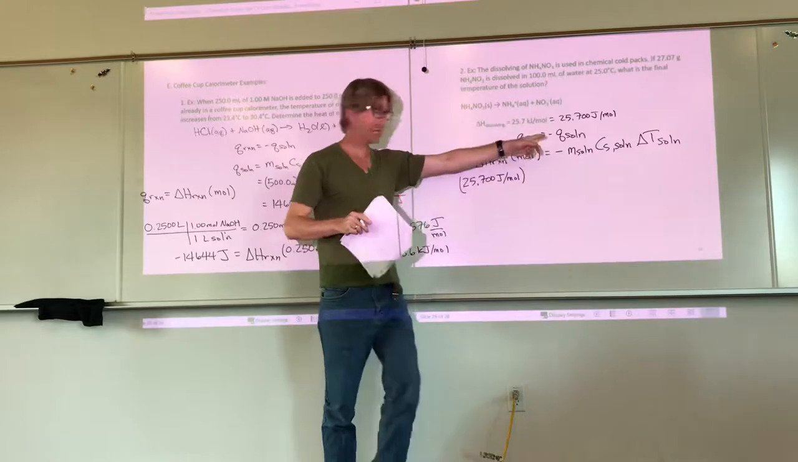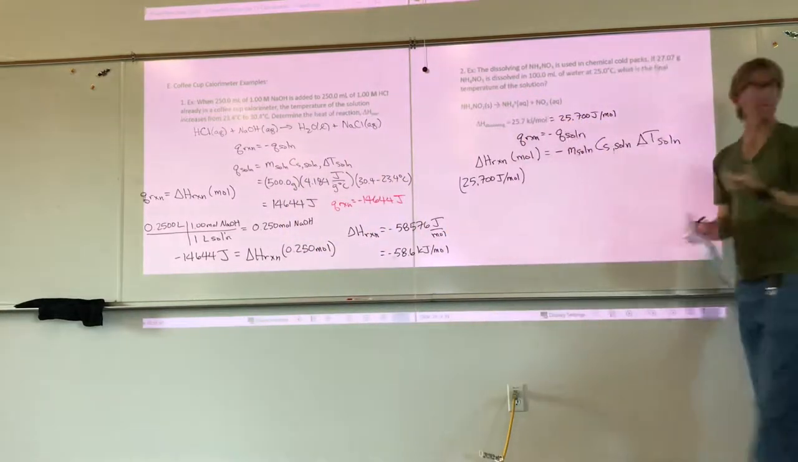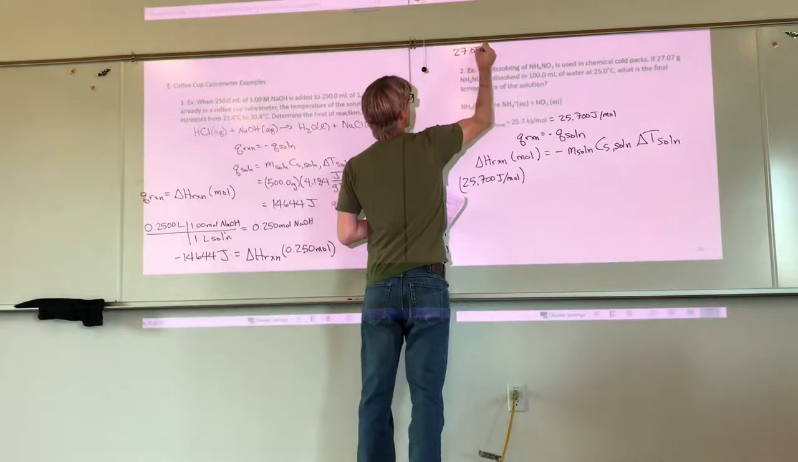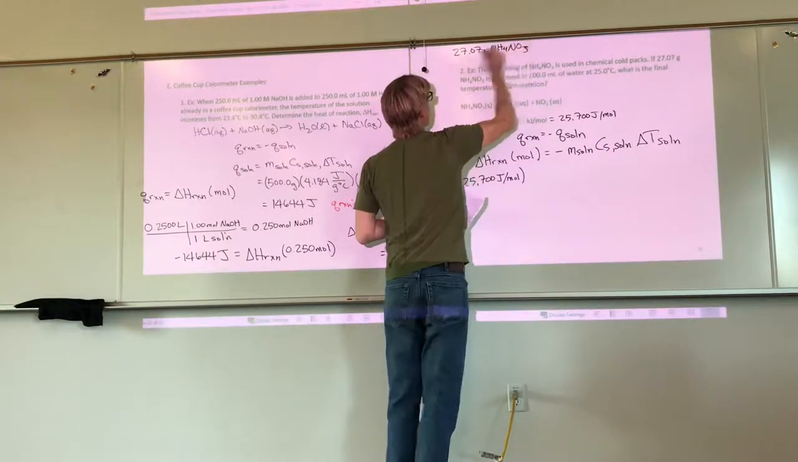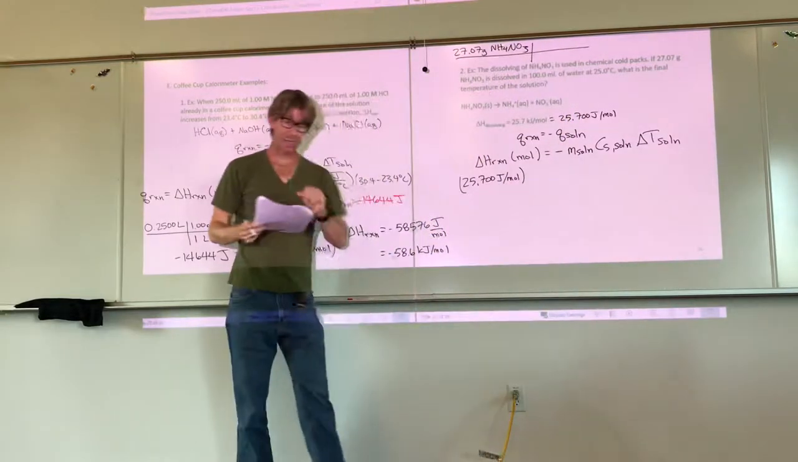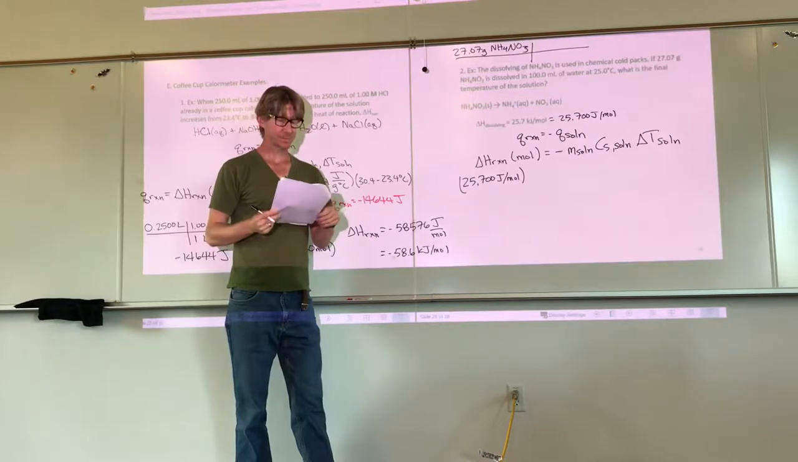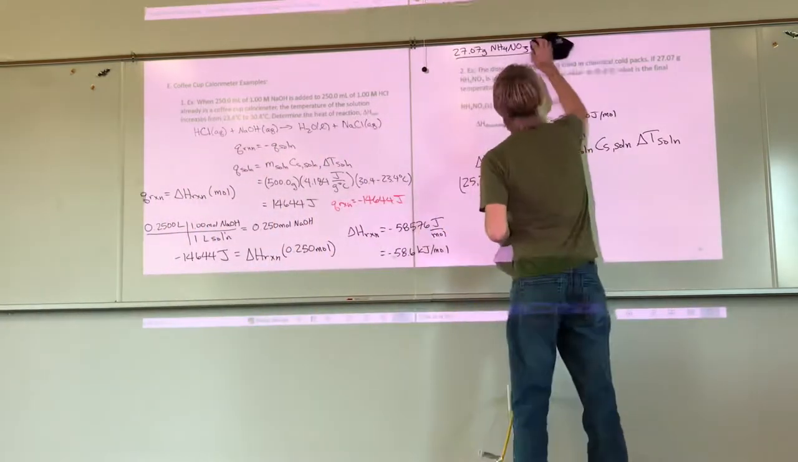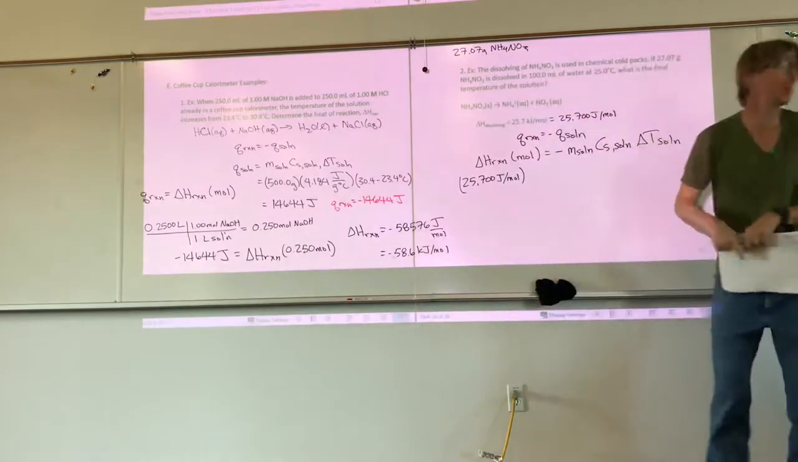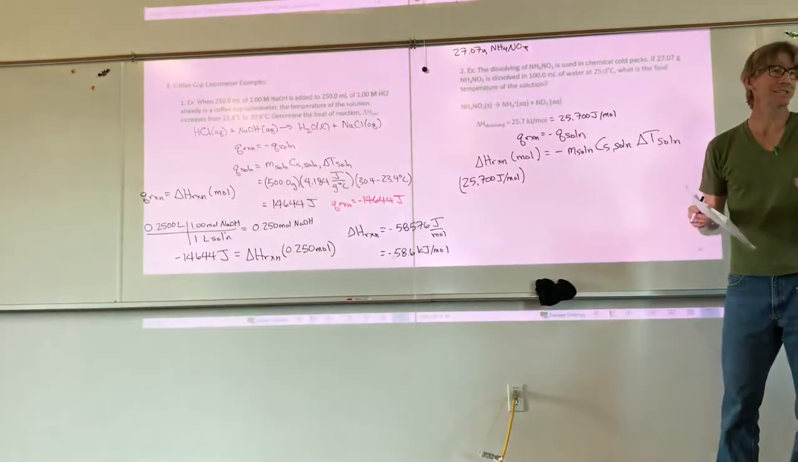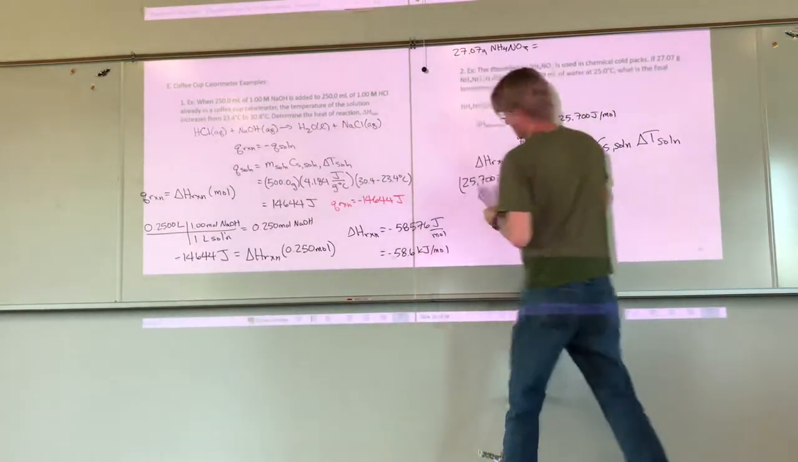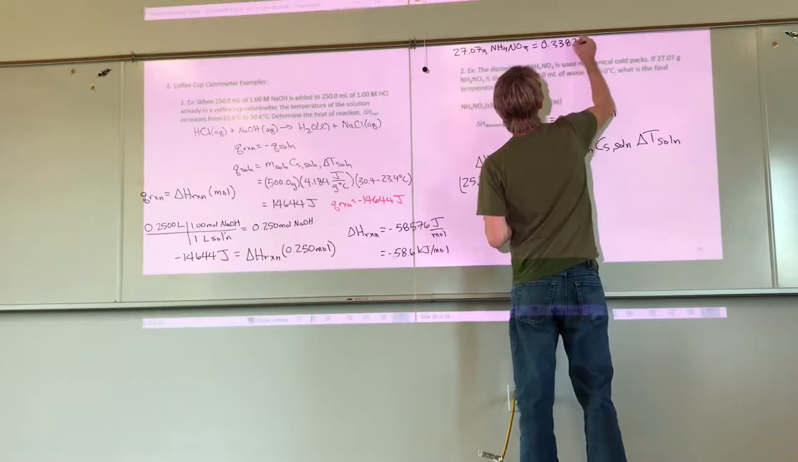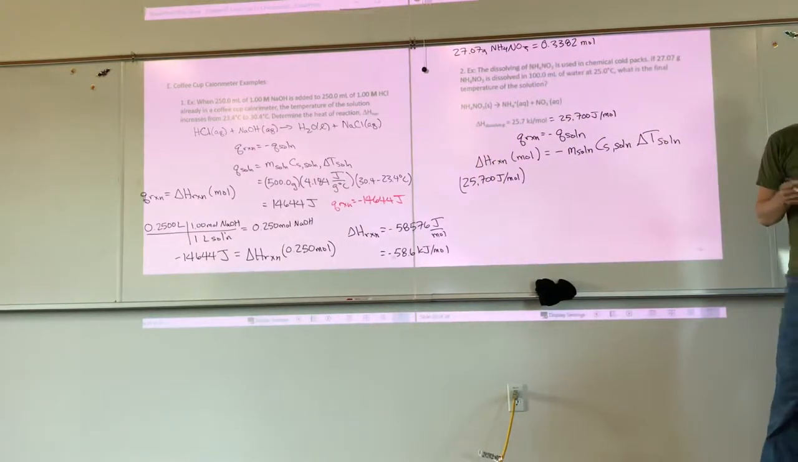My moles, I want to plug it in. I have grams. I can turn that into moles using the molar mass. So let's see, I'll do that up here. Molar mass of ammonium nitrate. Actually, this is embarrassing. All I have is the answer, so I don't have the molar mass. Do you believe me that I could calculate it? Okay. Then I'll just write the answer again. So 0.3382 moles of ammonium nitrate.